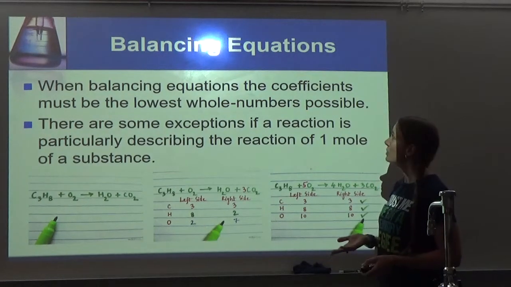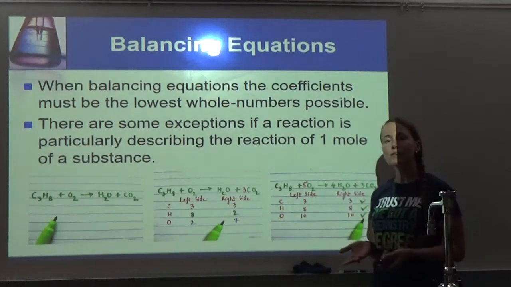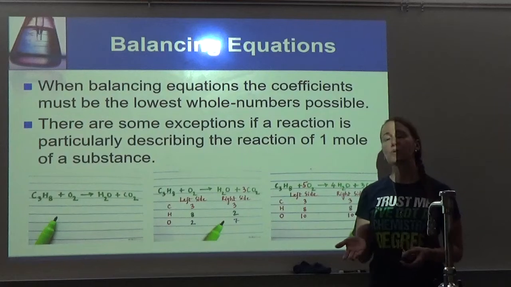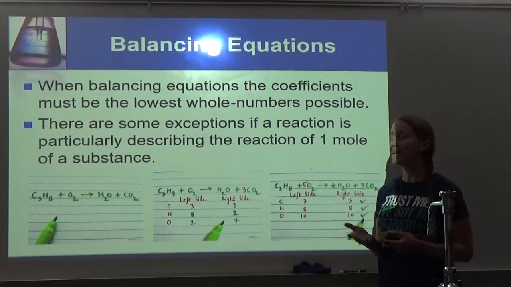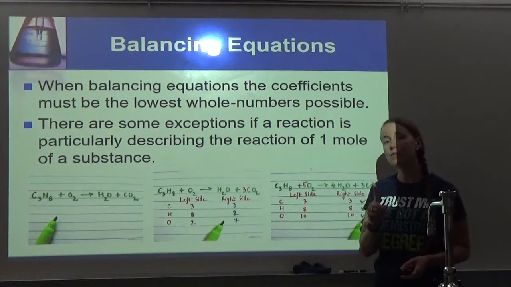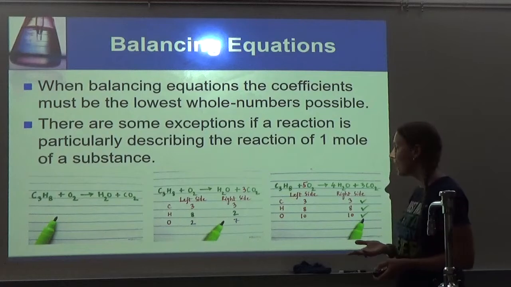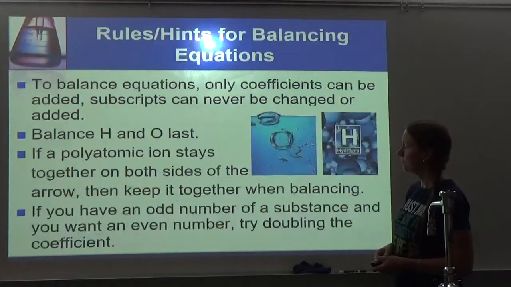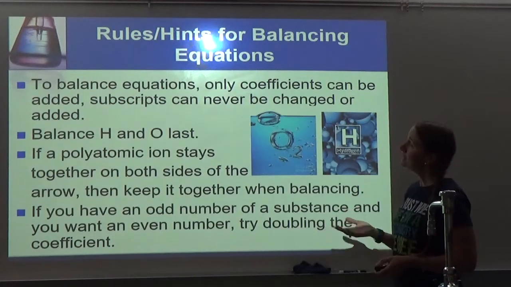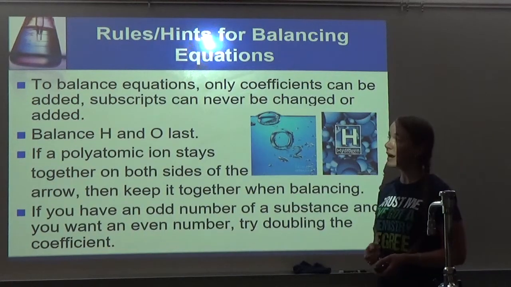There are some exceptions if the reaction is particularly describing the reaction of 1 mole of a substance. So every now and then you will see a reaction where you might see a decimal or a fraction as a coefficient, but like I said, that's usually because they are specifically talking about 1 mole of one of the reactants, and that just forces some of the other coefficients to have a fraction or a decimal. So to balance equations, only coefficients can be added, subscripts can never be changed or added.